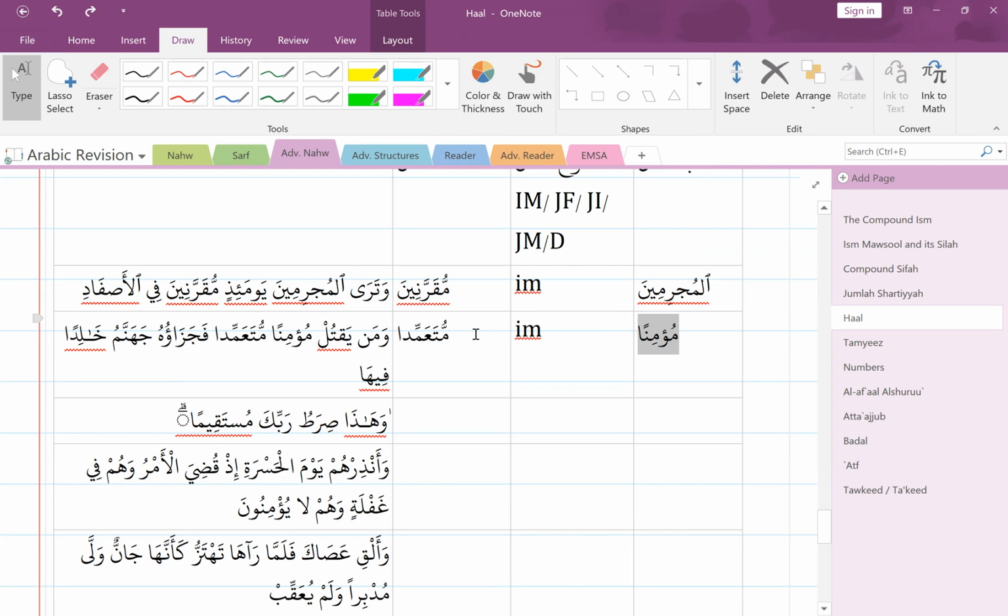فجزاؤهم. So the صاحب الحال. So if we're to look at خالدا, if you say that the hal is khalidan, what would be the sahibul hal? What do you guys think?